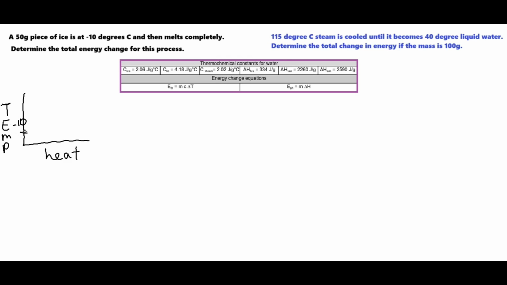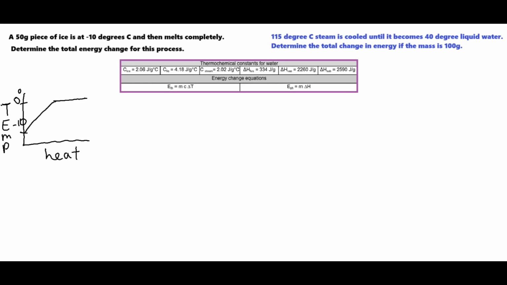So it's definitely going to warm up. It's going to hit 0 degrees and then it's going to melt completely. Anytime there's a phase change, the graph is going to plateau. So we basically have two portions of our graph. So we're going to have to do two calculations.